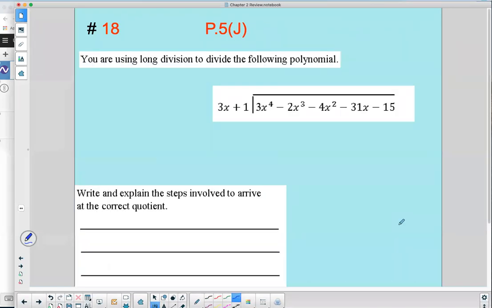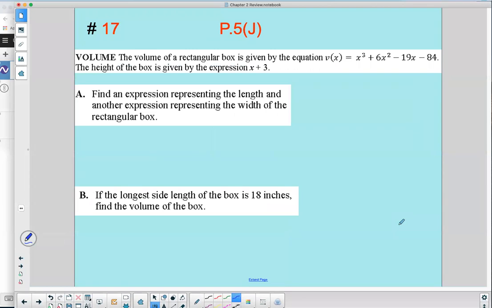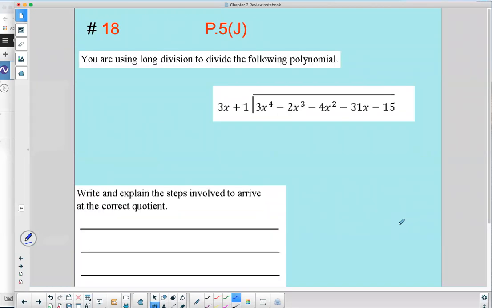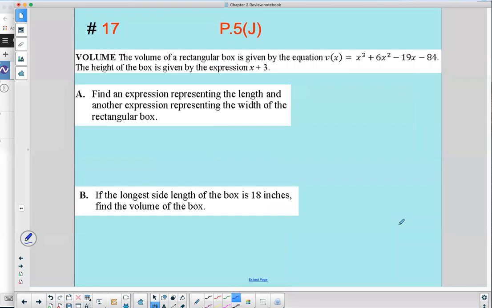Okay, we got one problem left. What do we got? 2 problems. Which one do you want me to work, the box problem or long division? I'm going to do the box. Volume is the same thing as length times width times height. It's telling you the height, h equals x plus 3. That's the height. So if you wanted to factor this, you take your negative 3 and divide into this.